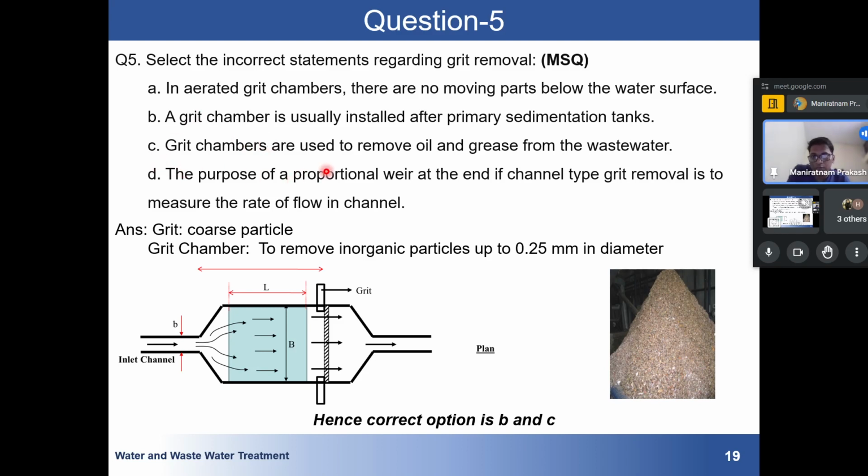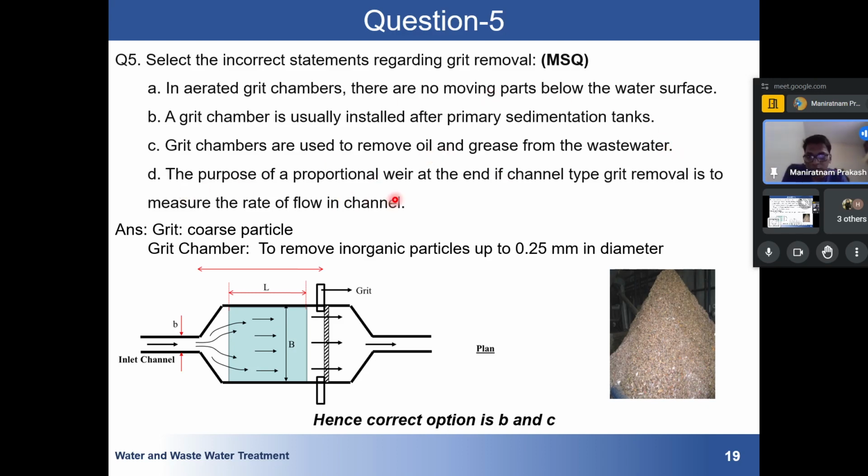A grit chamber is used to remove oil and grease from the wastewater. No, this is only used for coarser particles. Oil and grease are removed in another treatment unit. So this is also an incorrect statement, and hence our answer.